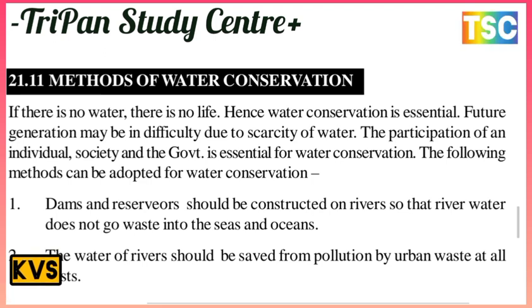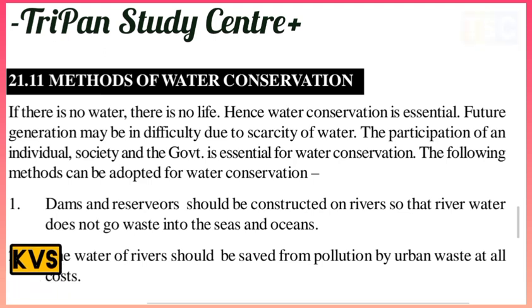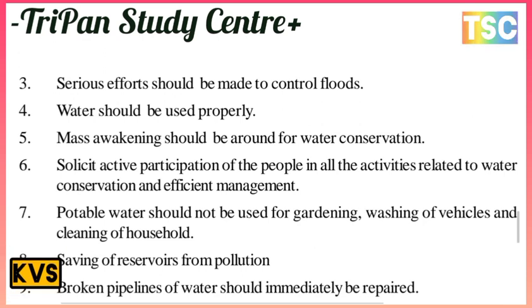The participation of the individual, society and the government is essential for water conservation. The following methods can be adopted for water conservation. First, dams and reservoirs should be constructed on rivers so that river water does not go waste into the sea and ocean. Second, rivers should be kept safe from pollution by urban areas along the coast. Next, serious efforts should be made to control floods. That is important. And water should be used properly.